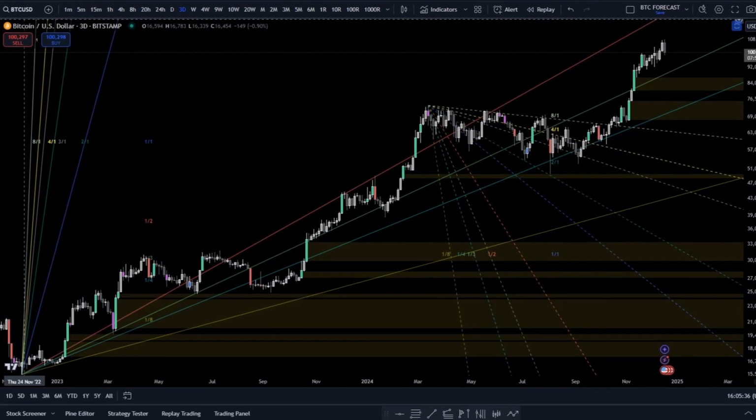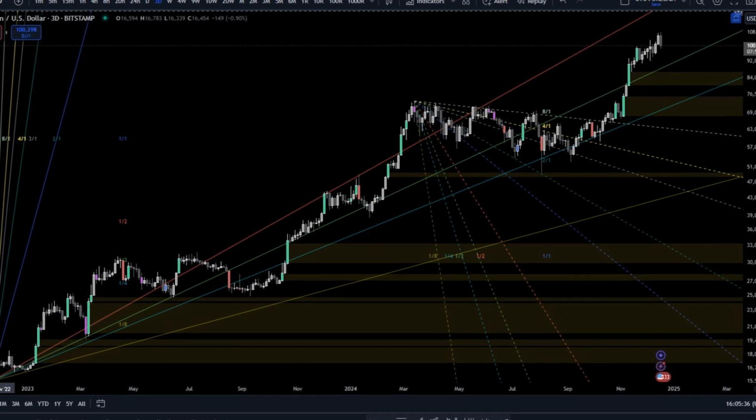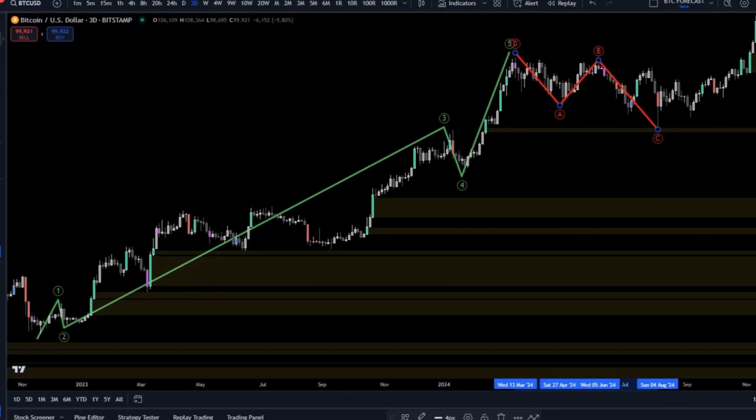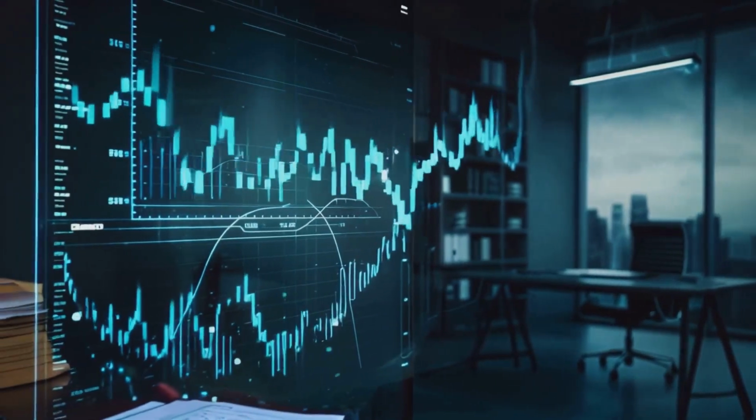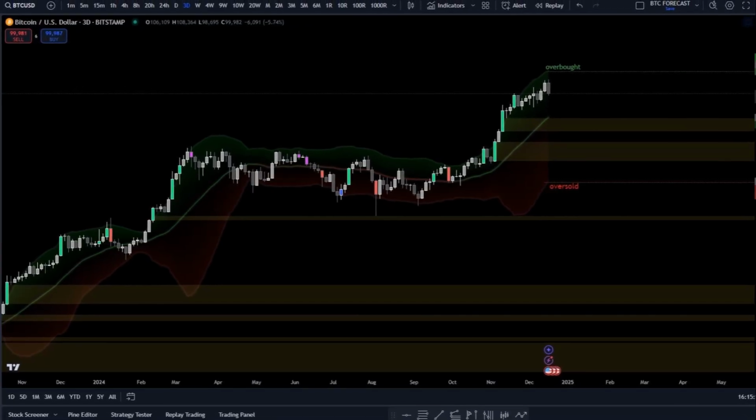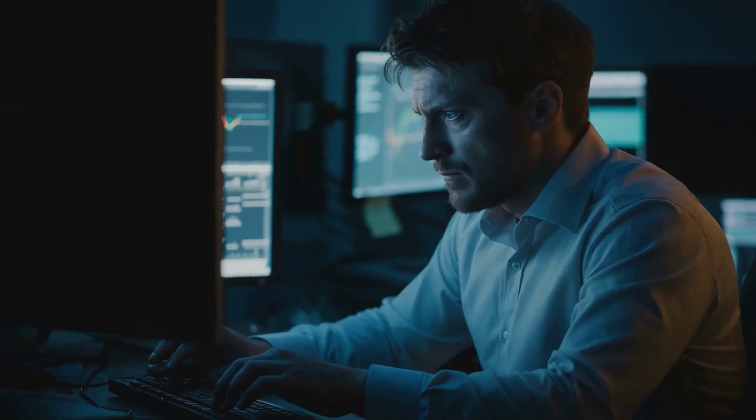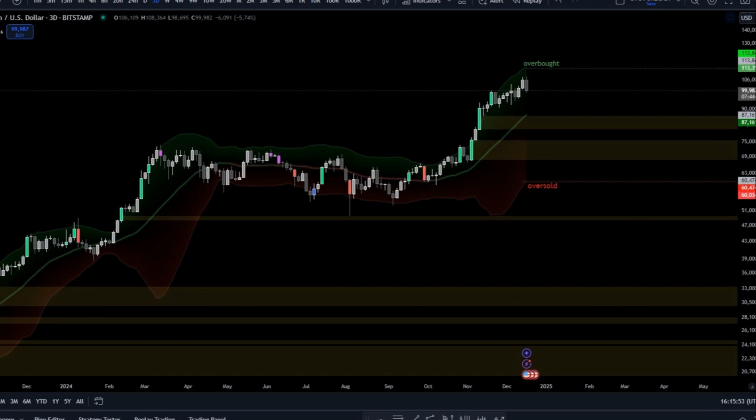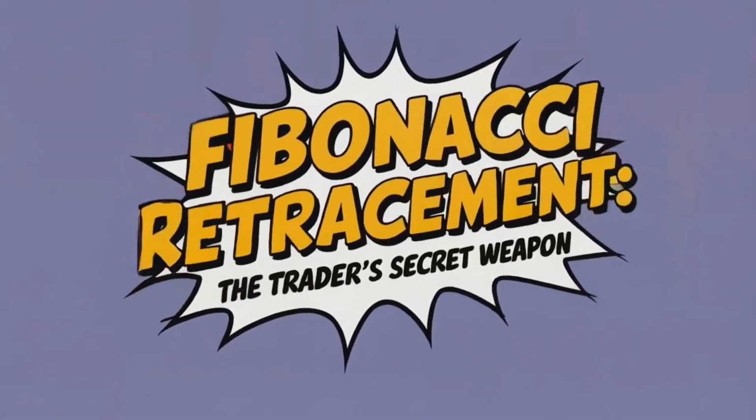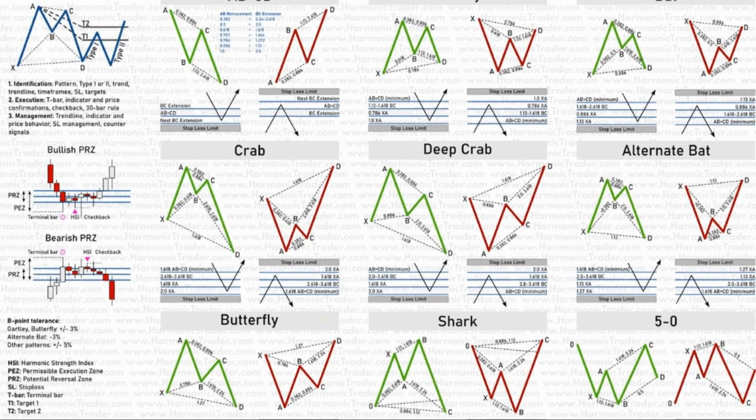Gann Fans use diagonal angles to predict future price movements. Elliott Wave Theory. Analyze 5-wave trends and 3-wave corrections to anticipate market shifts. Bollinger Bands. Spot overbought or oversold conditions using volatility bands. Fibonacci Retracement. Identify potential reversal zones using key ratios.